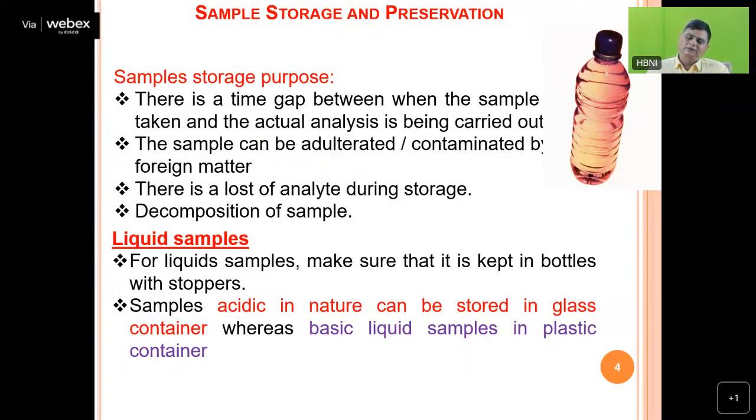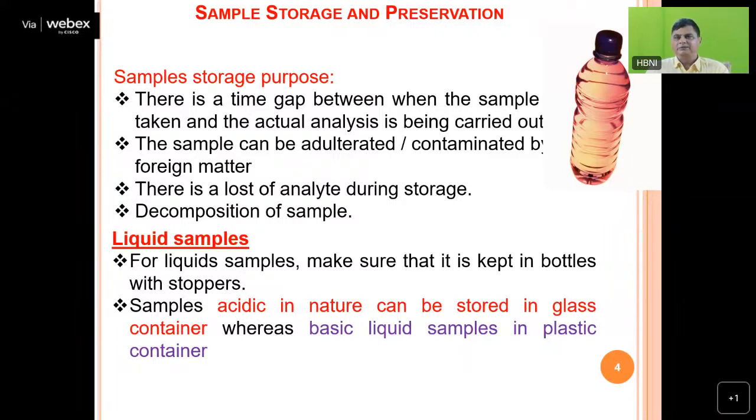And then, see, because for sample storage you need a container, there is also a loss of analyte. And how does that loss of analyte happen? It can get absorbed on the container itself. And then sometimes it's possible that something comes from the container into the sample also. And there are certain cases, we will see, of decomposition of the samples. During the storage, if you do not maintain the proper temperature, the sample may be decomposed also.